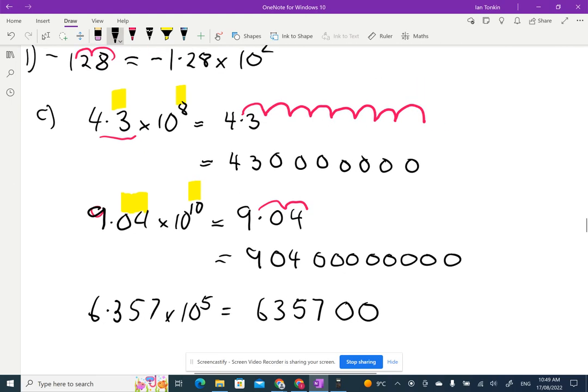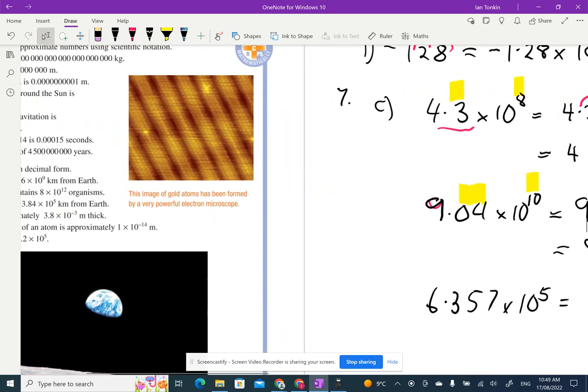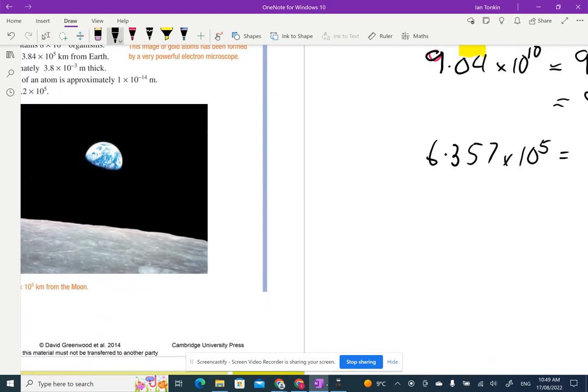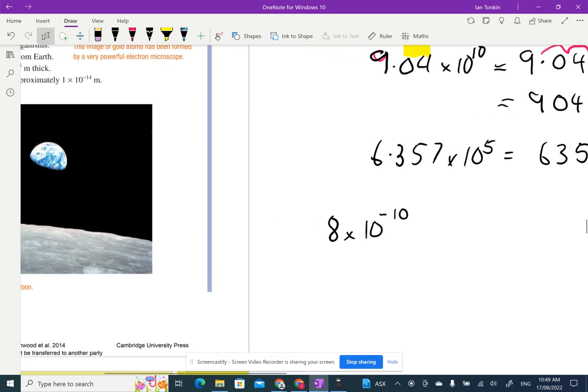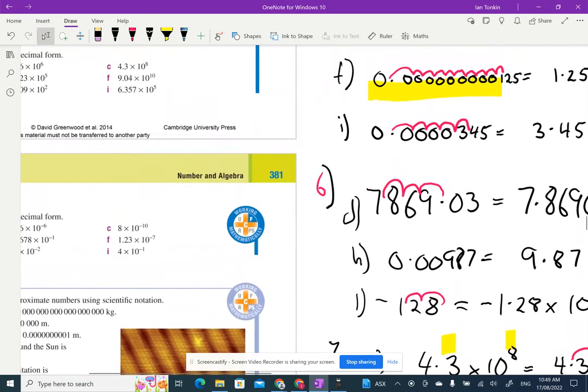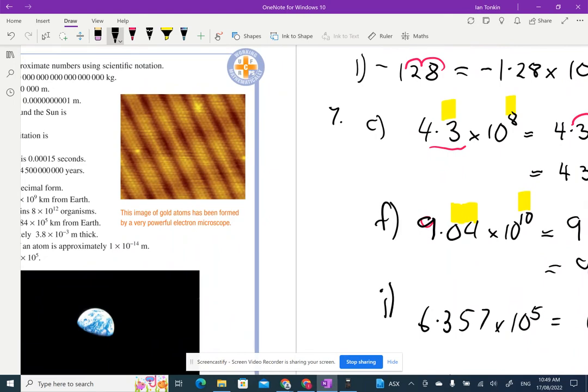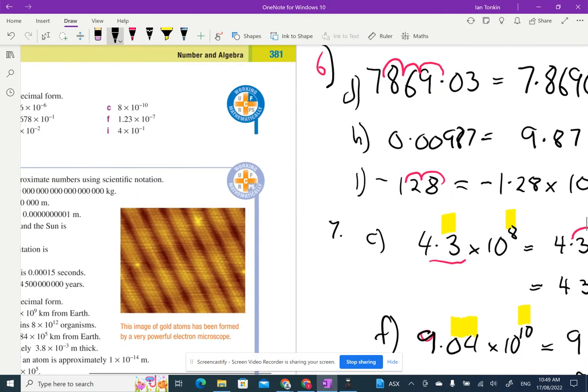Now, if I'm going the other way, so 8 times 10 to the -10. There's a really easy way to do this, and I just better get the numbers right.